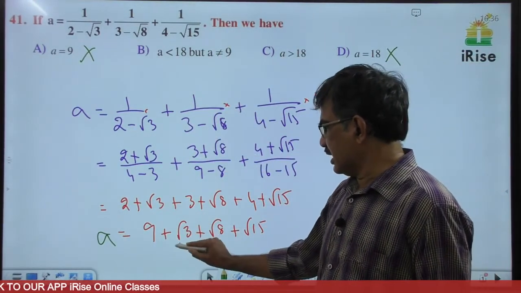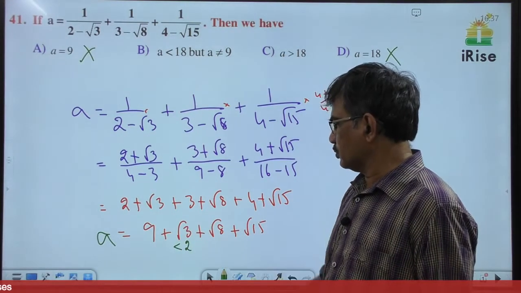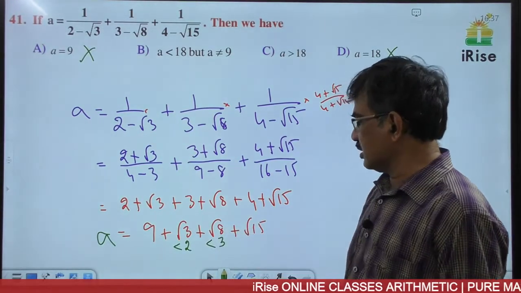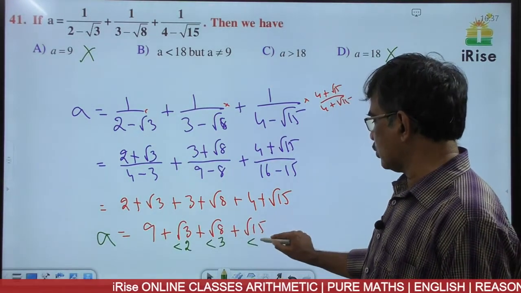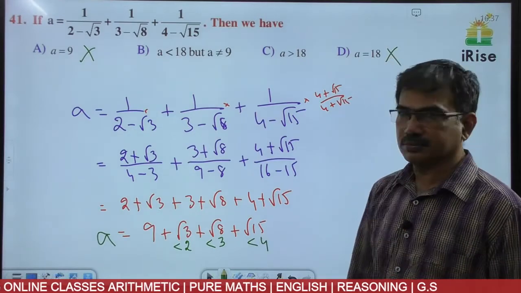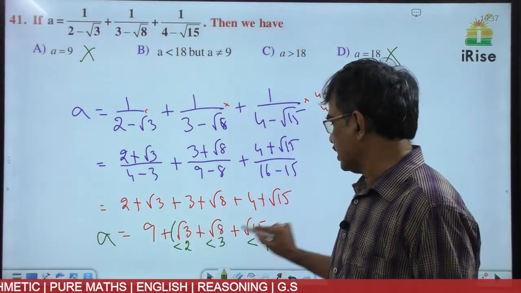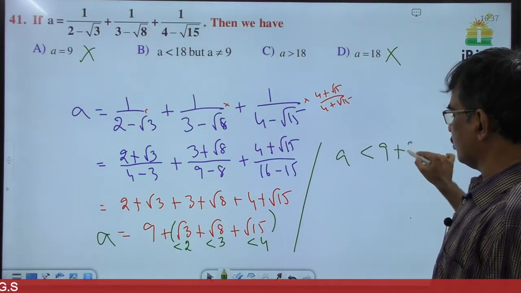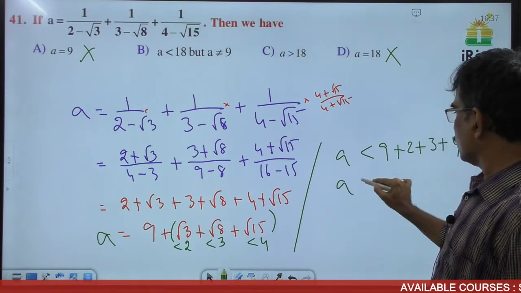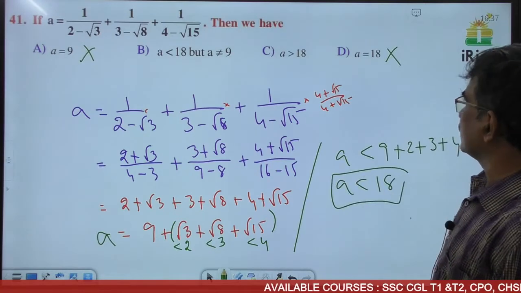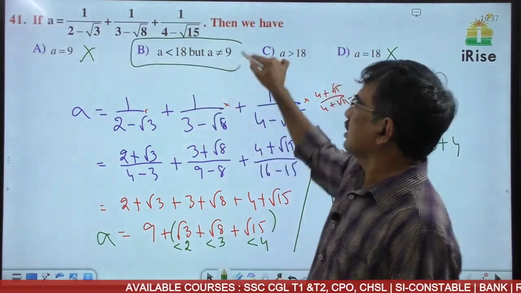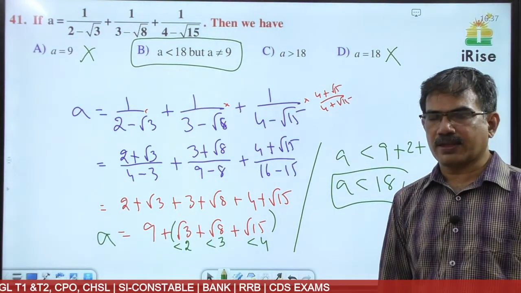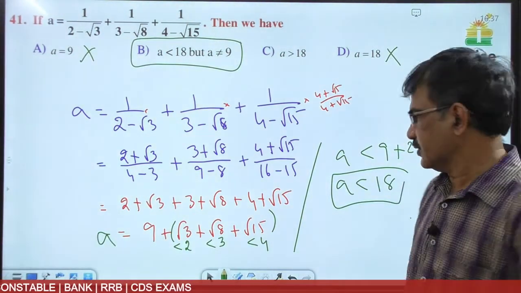Here root 3 is less than root 4, nothing but 2. Root 8 is less than root 9, which is 3. Root 15 is less than root 16, nothing but 4. So the sum of these three is less than the sum of these three. Therefore, A is less than 9 plus 2 plus 3 plus 4. So A is less than 18, and A is not equal to 9. This is the answer for this question. Okay, see the next question please.